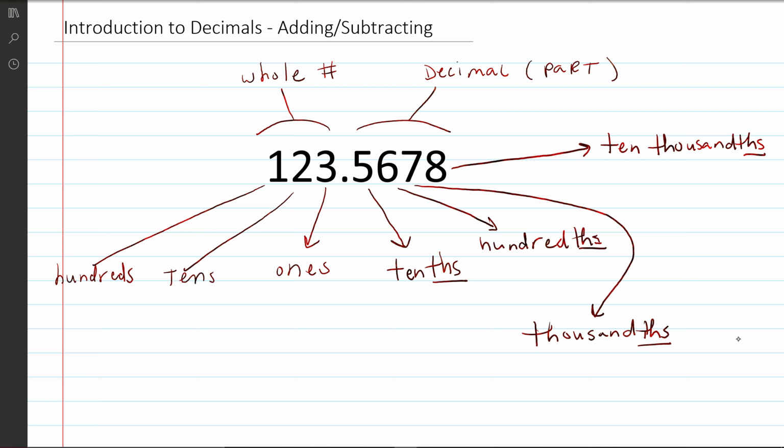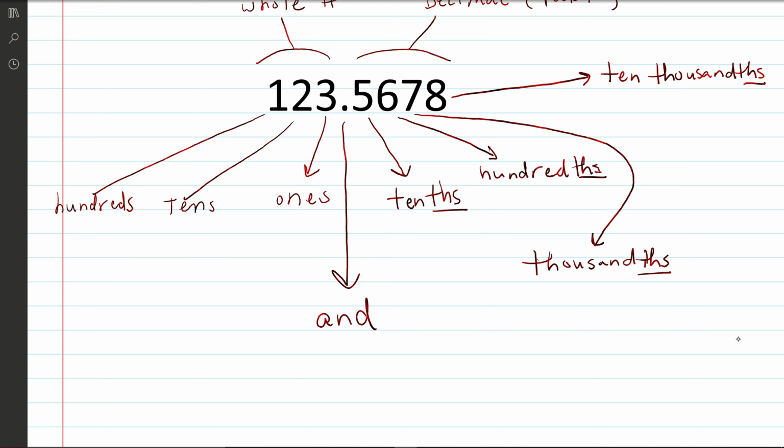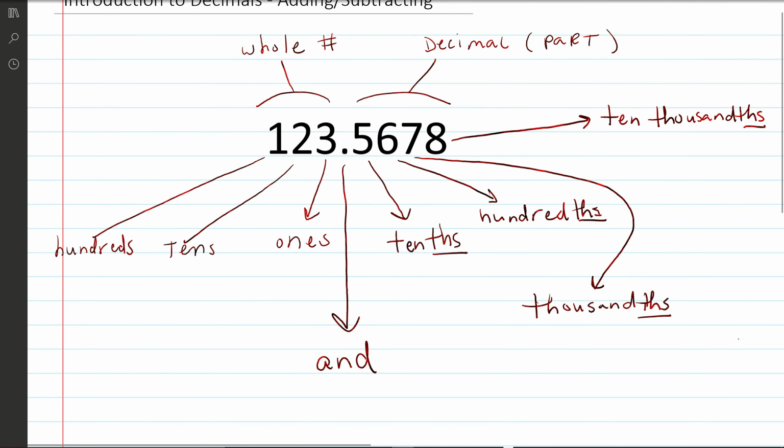So we say this number 123, that decimal point, we usually say the word and. A lot of times people just say point, which is fine, but to be totally correct, you say the word and for the decimal point. So we'll say 123 and, then you say that decimal number to the right exactly how you see it, 5,678, and then you end it with whatever place that last digit is in. So we would say ten-thousandths.